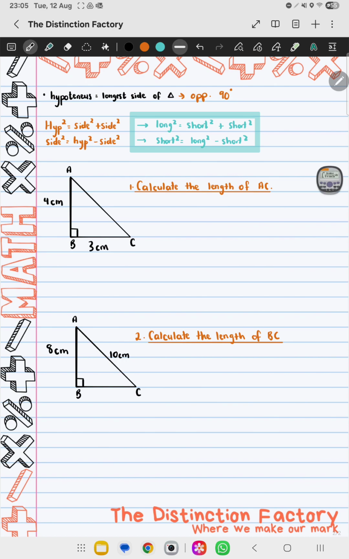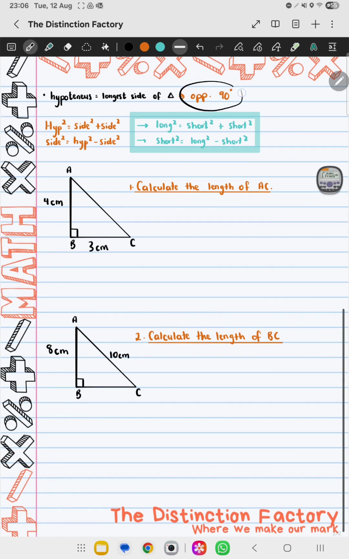So how do you identify which is your hypotenuse? The longest side of the triangle. You will look directly opposite the 90-degree angle in your triangle. So in the first question, here's our 90 degree, and directly opposite to that is the side AC. So that means that AC is going to be our hypotenuse.